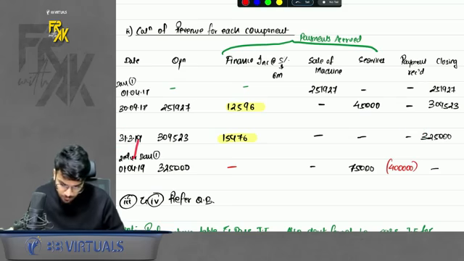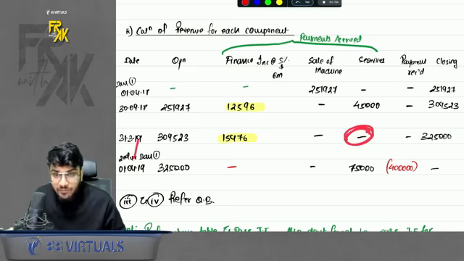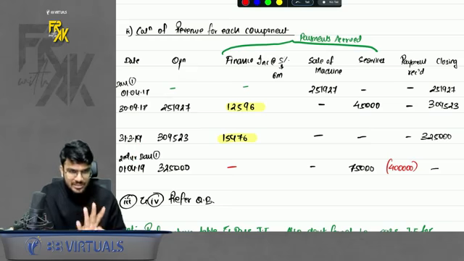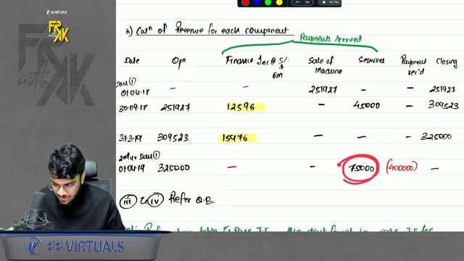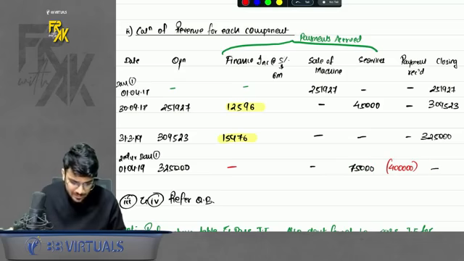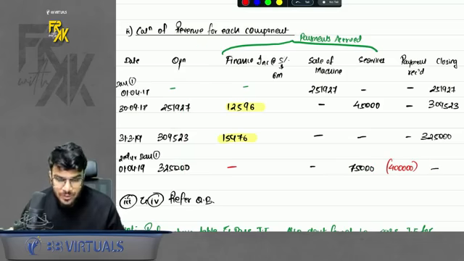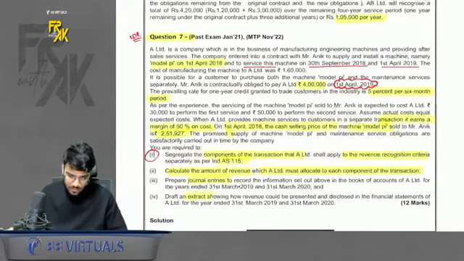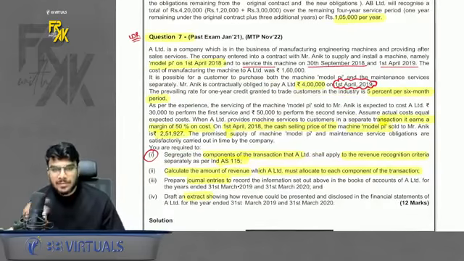What about the second service? The payment for second service accrues on the next day of the first day of the next year. Right. So it accrues on the first day of the next year and we also receive the payment. This is something which you will understand once you read the question carefully. I'm just focusing on revision here. Okay. So this is how you segregate as per the solution given by them.